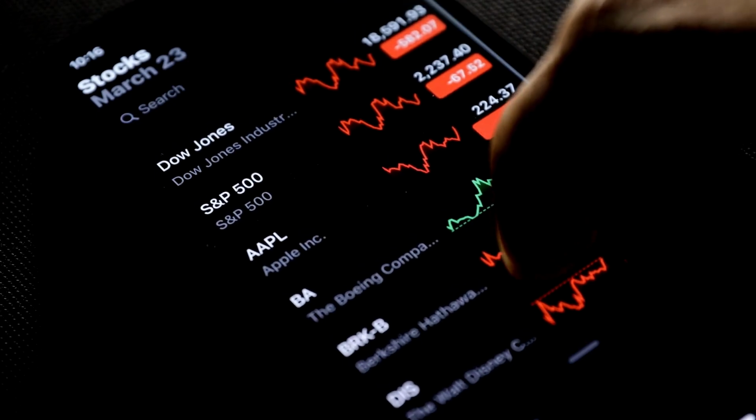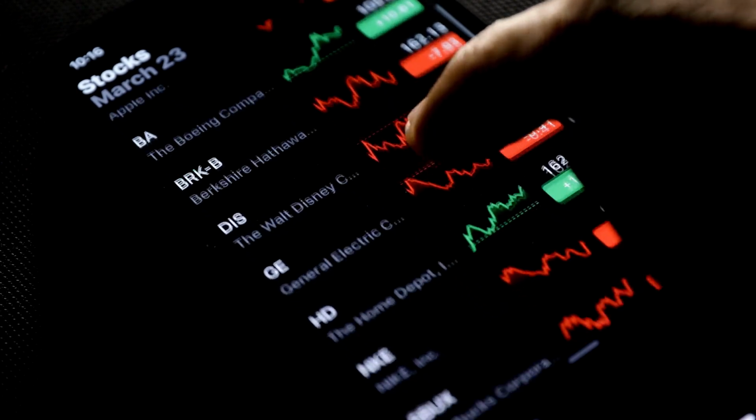Because the truth is that this is what successful investors do. They hold diversified portfolios and keep investing over the long term.